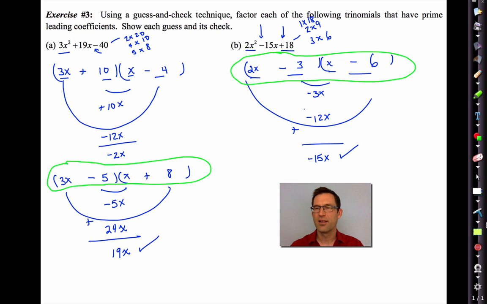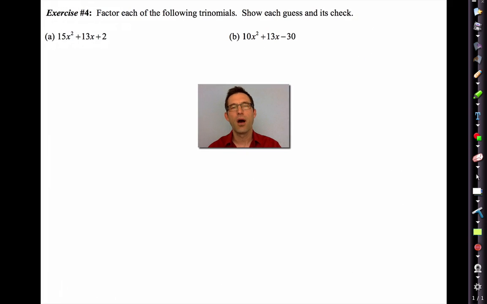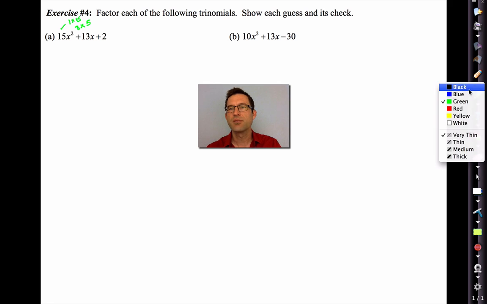Okay. Let's clear it out and move it on. All right. Now, the absolute hardest trinomials to factor are ones where the leading coefficient is not prime. So that's tough. That can be very difficult, because first off, that 15 could be 1 and 15. It could be 3 and 5, right? This is much more difficult.